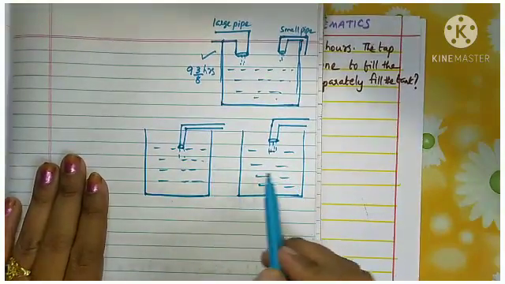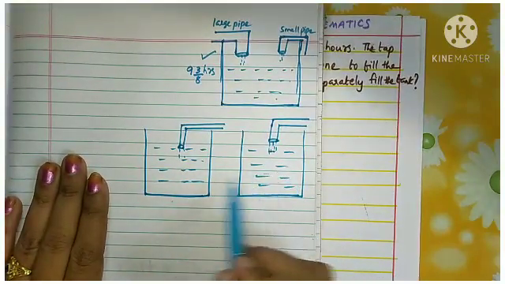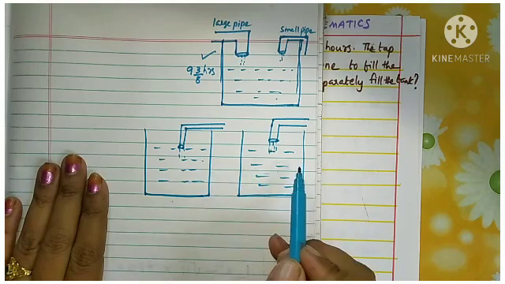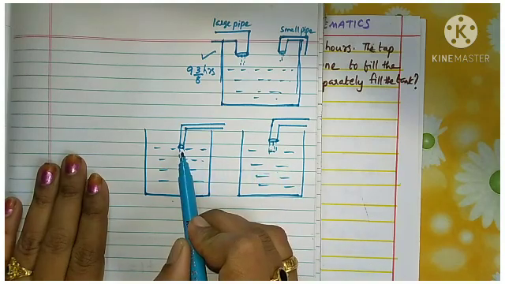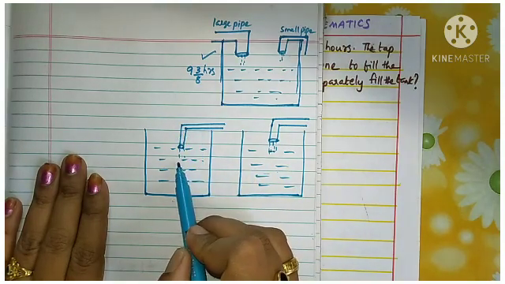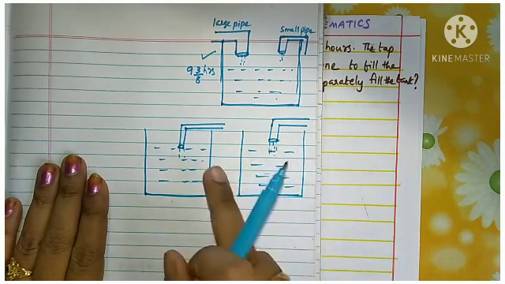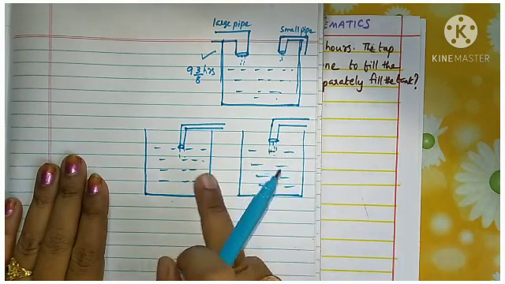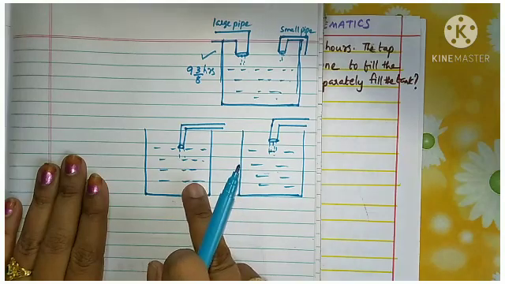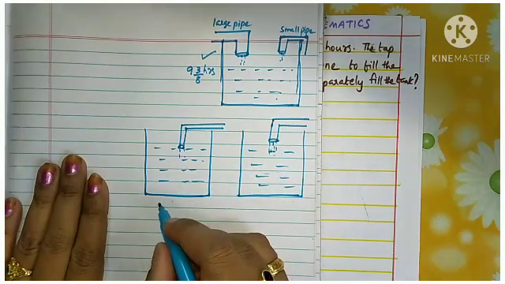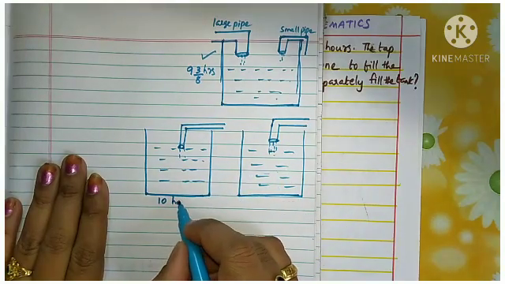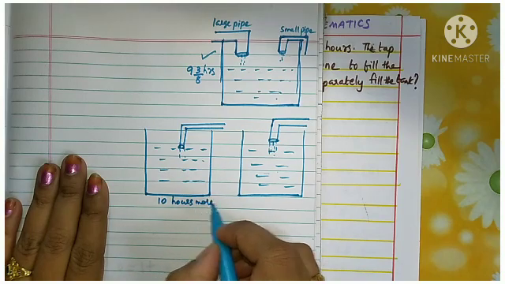Now come to the second situation. The two different pipes are filling the tank separately. This is the smaller pipe, filling the tank separately, and this is the larger pipe. So if they are filling the tank separately, then this smaller pipe is taking 10 hours more. That is the meaning.